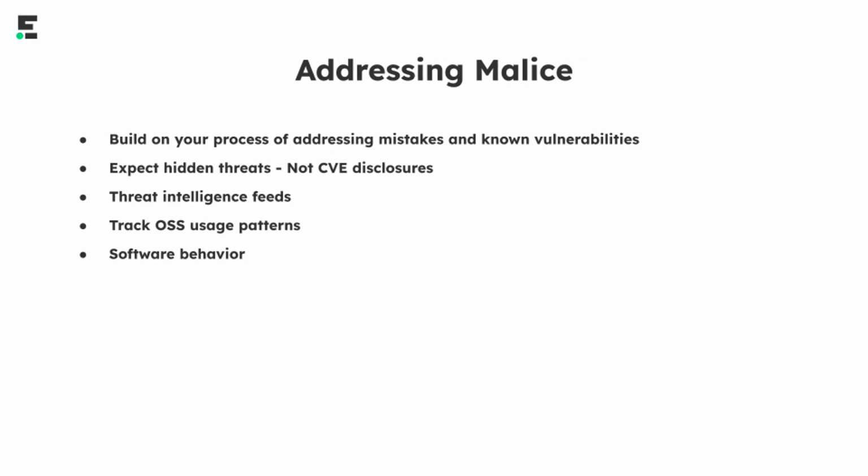Malice is a little bit different. At its core, to respond to malice, you still need those capabilities from responding to mistakes. You also need to look through a broader lens, because a malicious person is going to attempt to hide things from you. So you can't necessarily rely on there being a disclosure like a CVE in order to identify that there is a malicious piece of software.